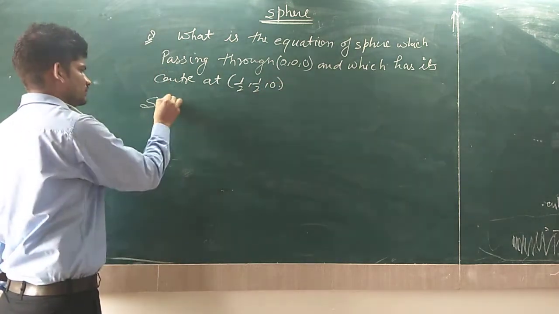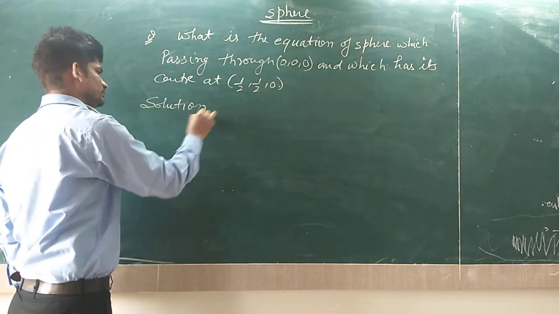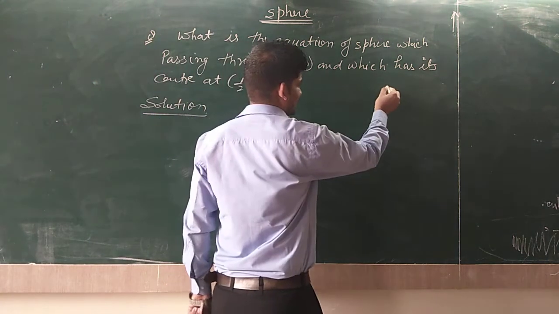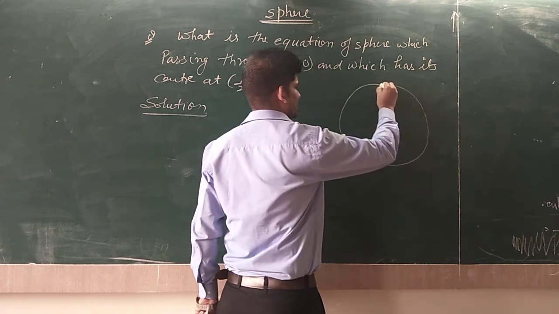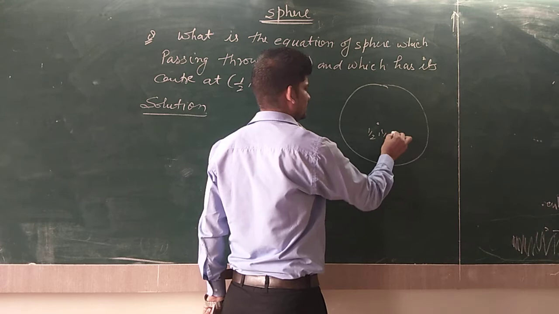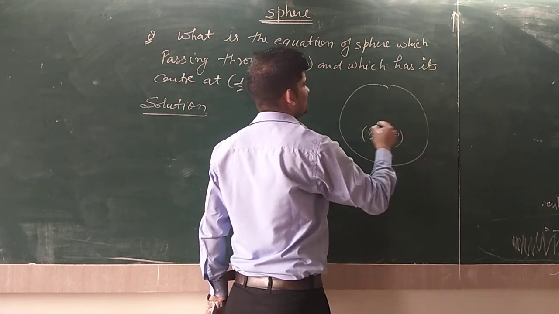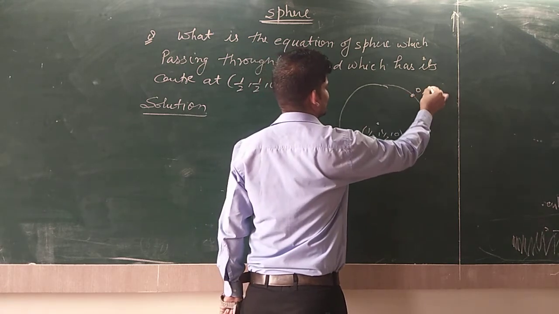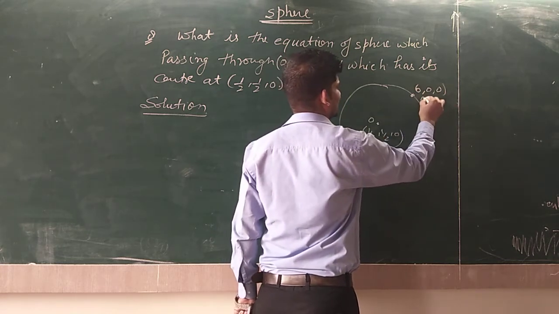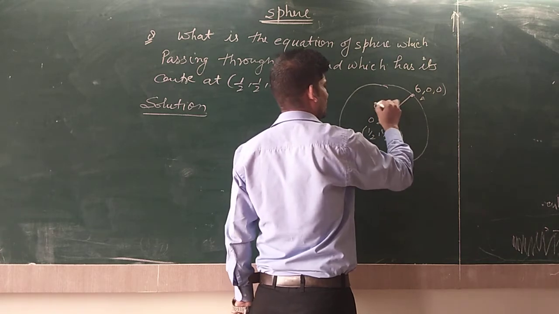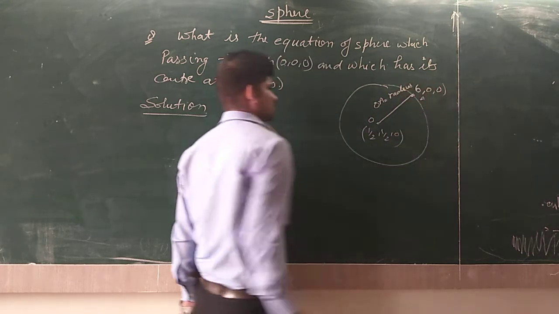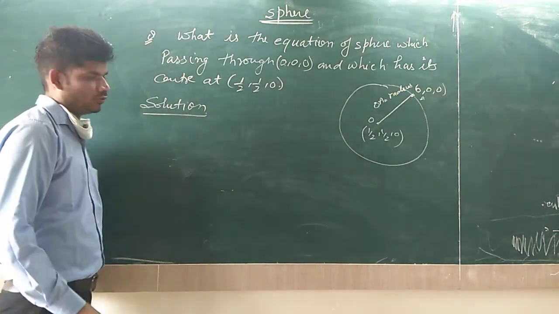The solution. A physical diagram of this problem: this is the sphere whose center is (1/2, 1/2, 0), and the sphere is passing through the point (0, 0, 0). Then the center is O and the point is A. Then OA equal to radius. So first of all, we find the distance OA.